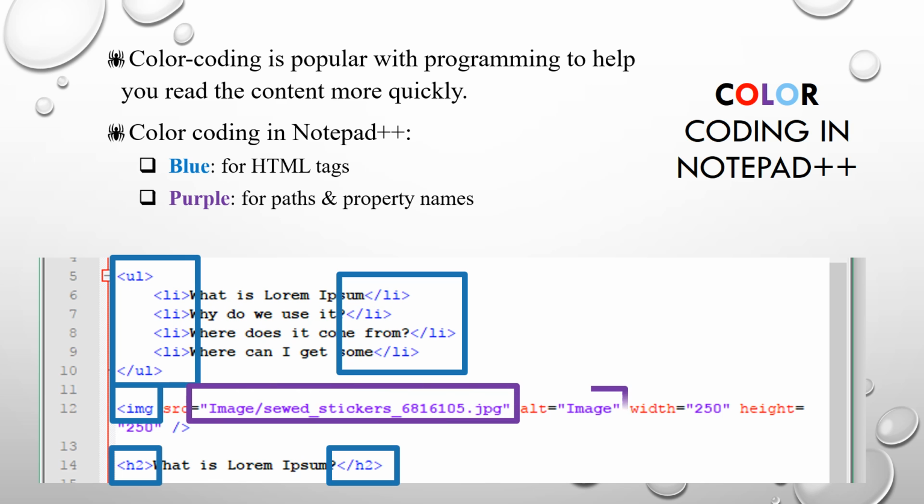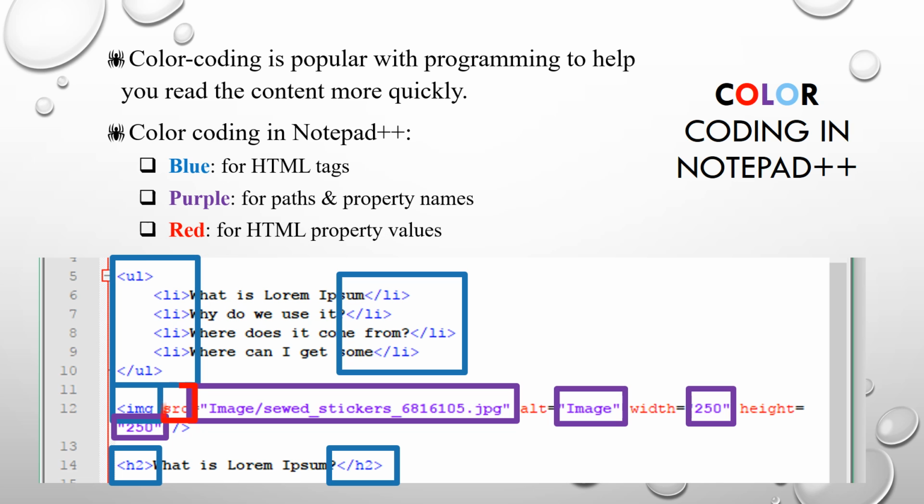Purple in Notepad++ is used for paths and for property names. So if I look at the purples that are being selected, I have my image path, following also the file name, which is a property name. Also image, the pixels 250, are all part of the property names.